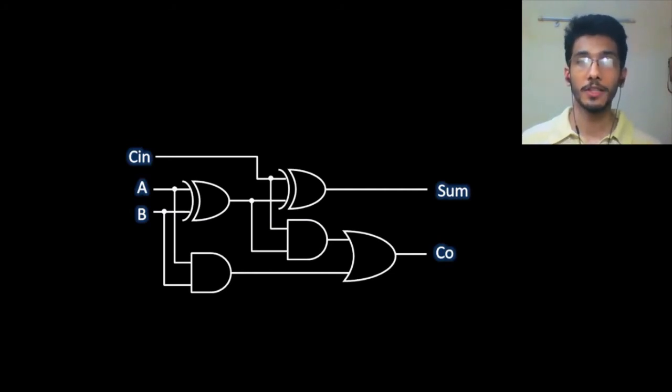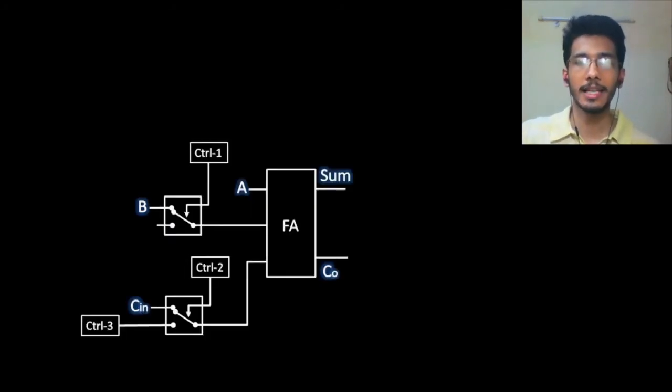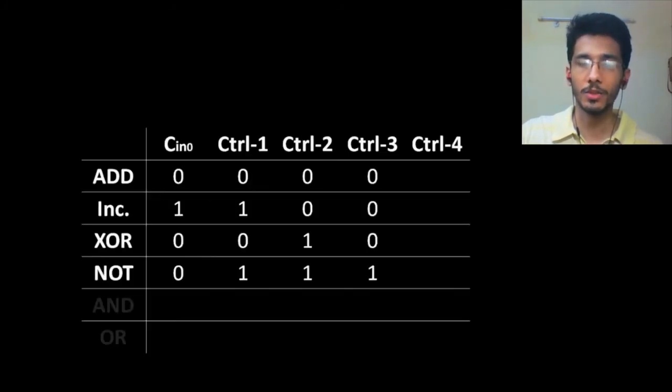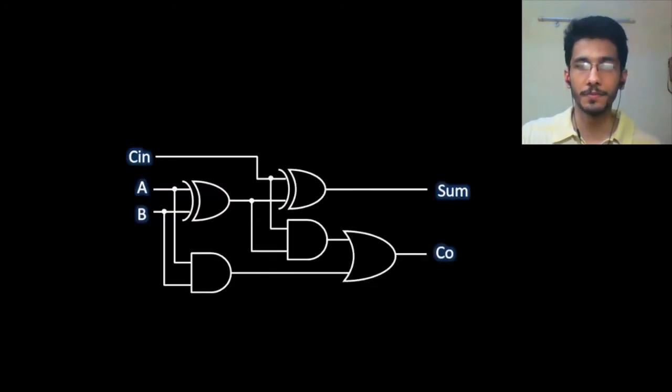Now to do that, we first have to make sure that the carry out can be sent to the output of the ALU, and for that, in front of the sum and the carry output of our full adder, I added a 2-to-1 multiplexer, and the select line I called control line 4. Let's update the control word, and now let's figure out how to get the AND and the OR operation.